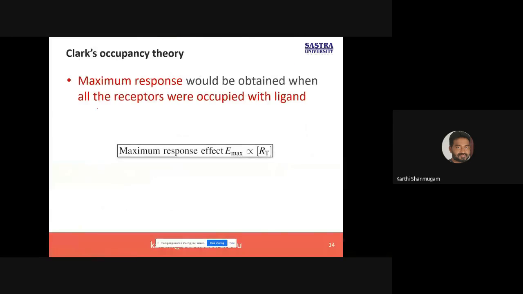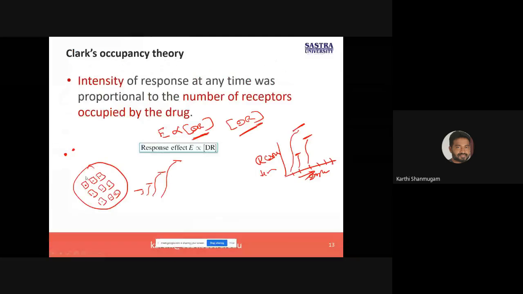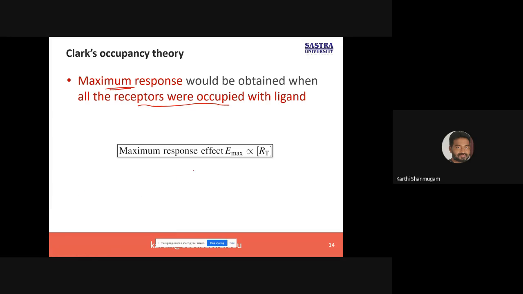The third assumption is maximum response. When can we expect maximum response? We can expect maximum response when all the receptors are occupied with the ligand molecule. That is what I illustrated here. If you have, say, 100 receptors in the cell, and all 100 receptors are occupied with the drug molecule, then we can expect the maximum response. Is it understandable? So the maximum response effect Emax is directly proportional to RT, where RT is the total number of receptors within the cell. Is it understandable?